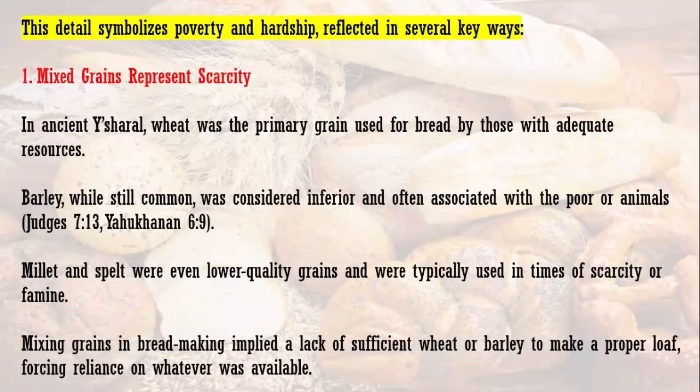We just read. Now, we're going to look at several key details symbolizing poverty and hardship. Now, mixed grain represents scarcity. In ancient Israel, wheat was the primary grain used for bread by those with adequate resources. Barley, while still common, was considered inferior and often associated with the poor or animals.